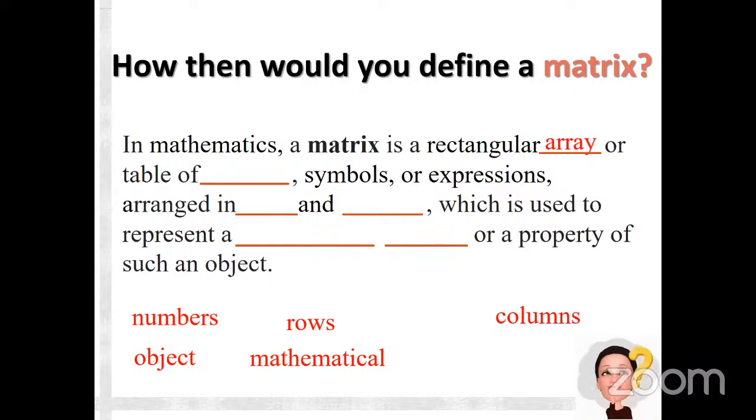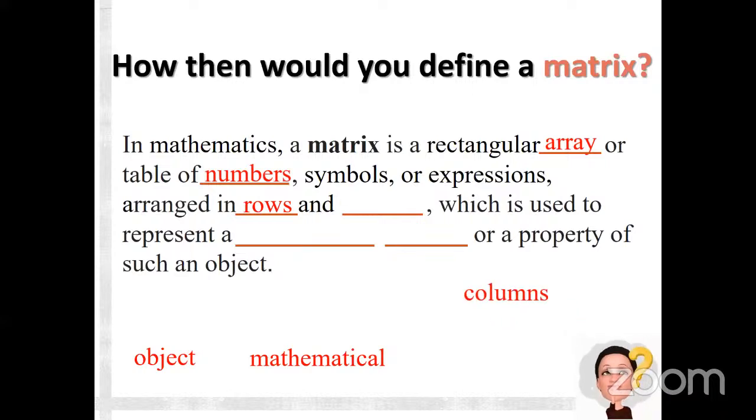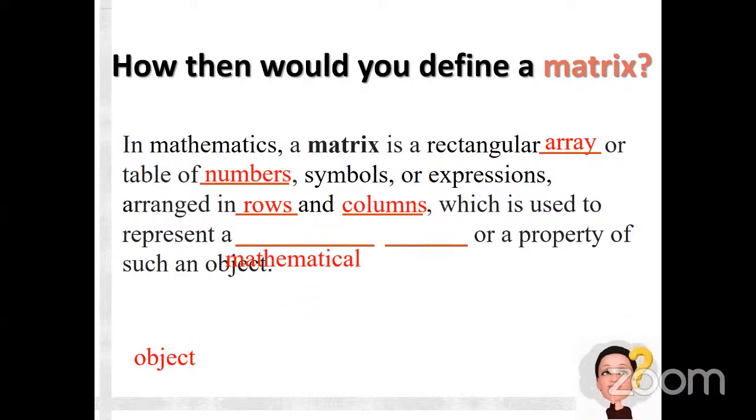A table of symbols or expressions. Which word do you think best suits there? Amy says numbers, iPhone says numbers. Numbers, symbols, or expressions, very good. Arranged in what and what? iPhone says rows and columns. Rows and columns, excellent. Which is used to represent a what? iPhone says mathematical object. Mathematical object or a property of such an object.